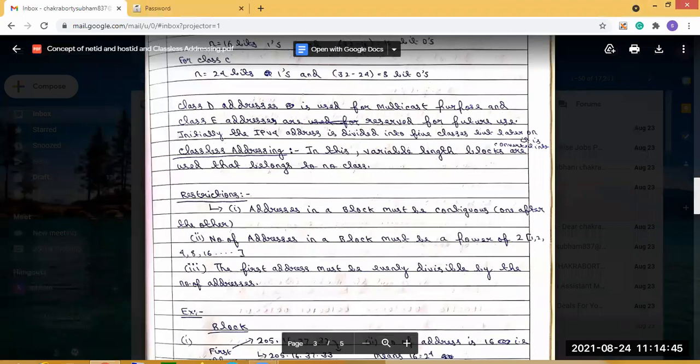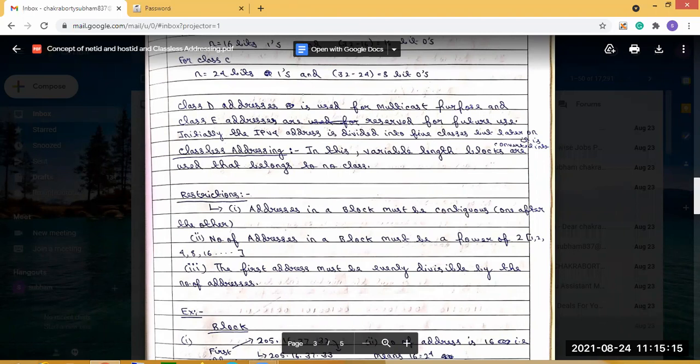Now, for classless addressing, there are some restrictions we have to keep in mind. What are the restrictions? First, addresses in a block must be contiguous. That means one after another. The addresses present in the block will be one by one, meaning the values will be one by one.